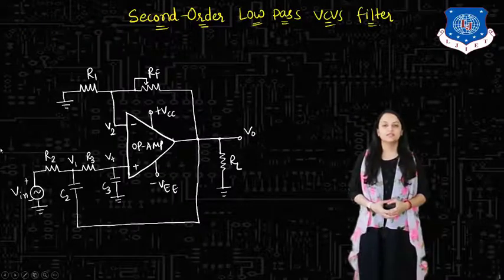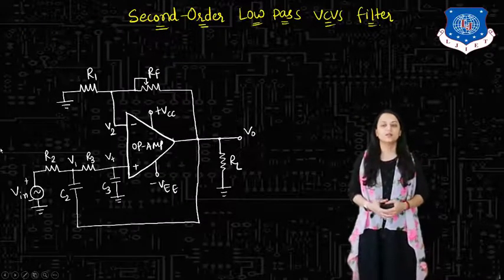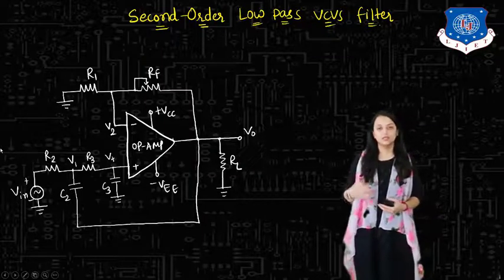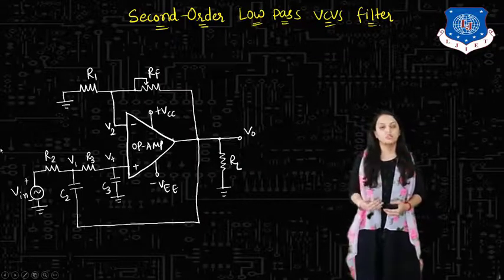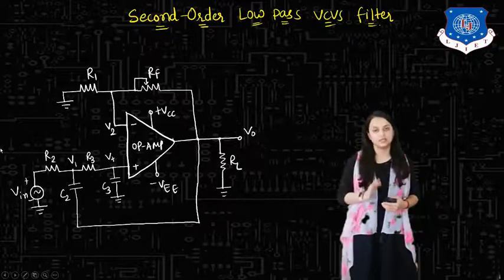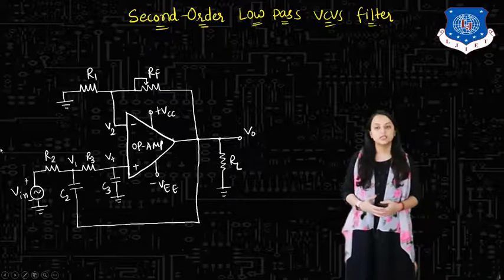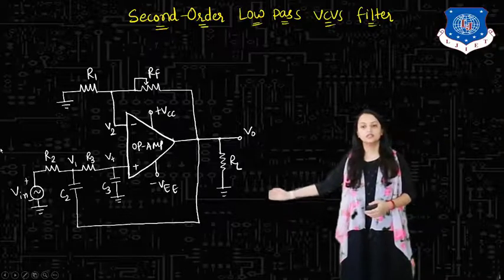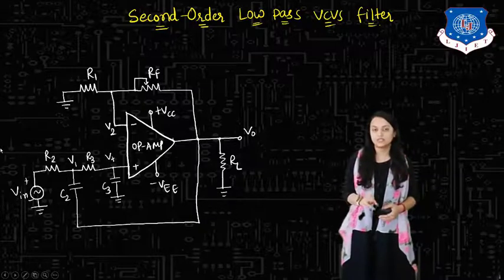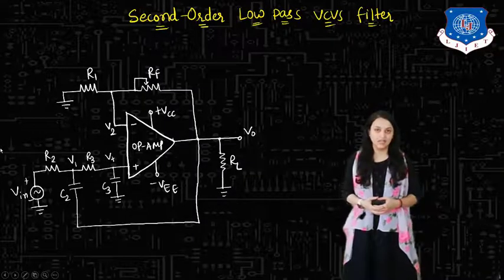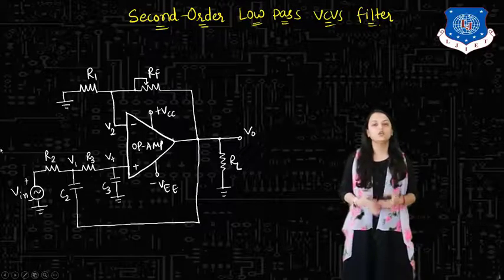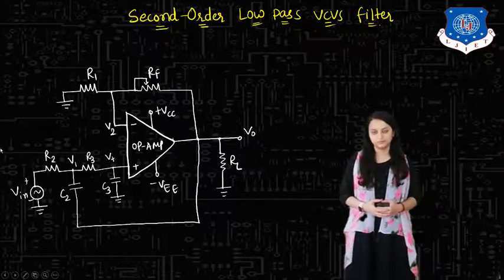Now let us see the second order low pass VCVS filter. As we have seen in the previous session, first order indicates that we have the single pair of resistor and capacitor. As you can see over here, in the non-inverting terminal side, there are two resistors and two capacitors. That means two pair of resistor and capacitor is used. That's why it is called as second order low pass VCVS filter.